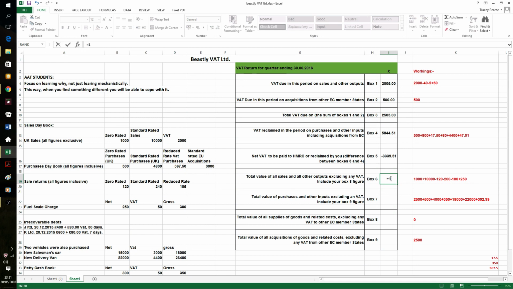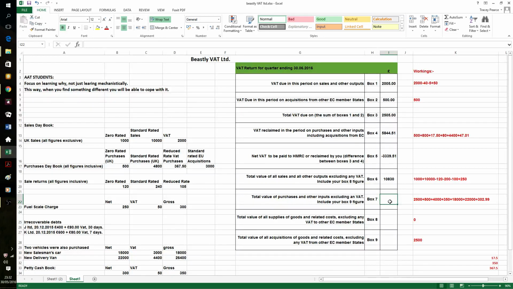This one then, £1,000 plus our 10,000 minus our 120 minus the 200 minus the 100 from our returns day books plus our 250, so 10,830. Because it is a control figure, if all we sold all the time was 20% VAT, had we missed off the sales returns, it would look a bit peculiar, it would look rather strange.